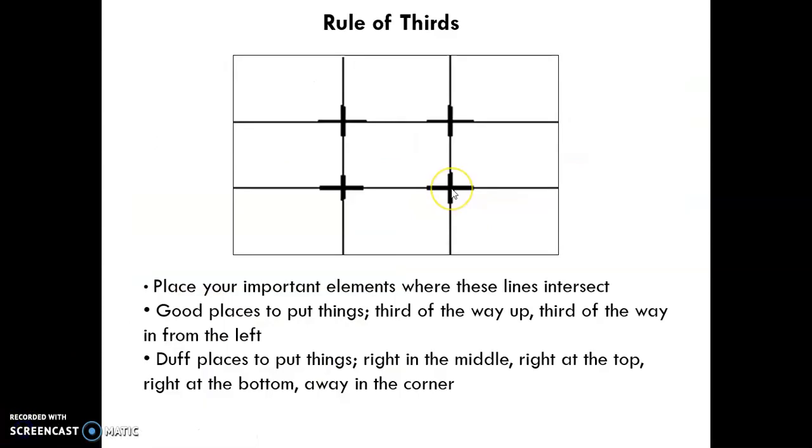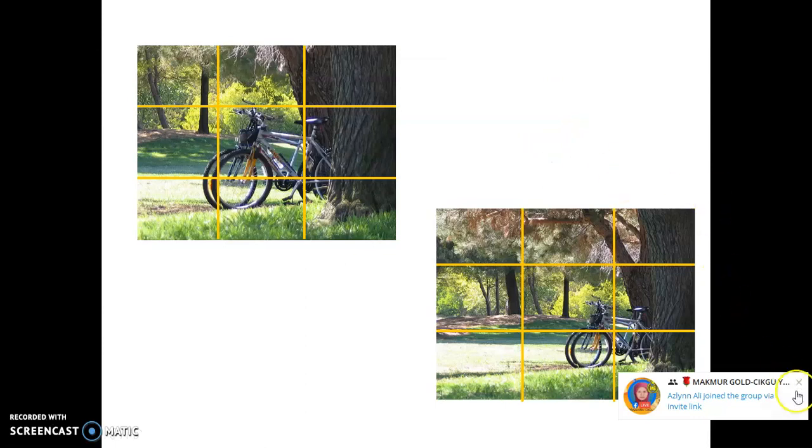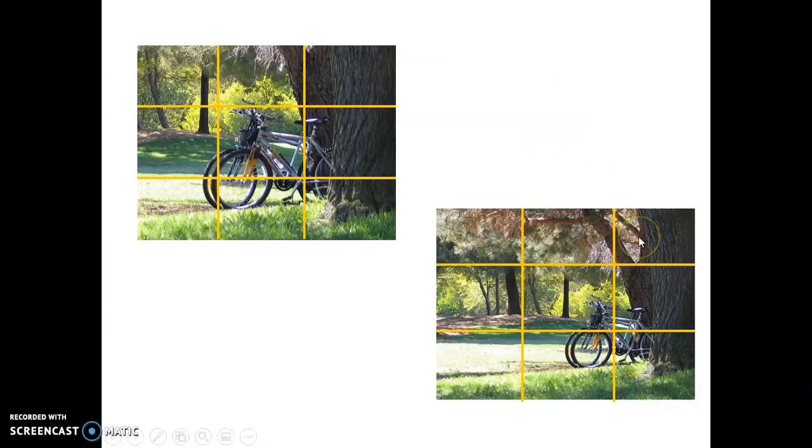Okay, this is the rule of thirds, and this is an example of the rule of thirds when we combine it with a picture, which is we need to place your important elements where these lines intersect. A good place to put things: a third of the way up, a third of the way in from the left. The places not to put things are right in the middle, right at the top, right at the bottom, away in the corner.